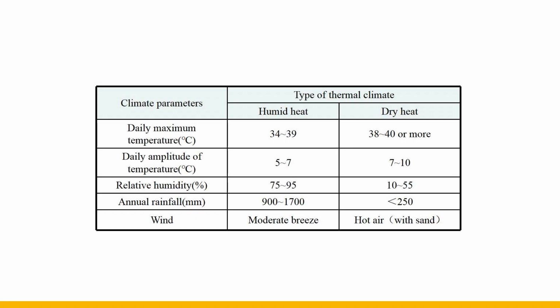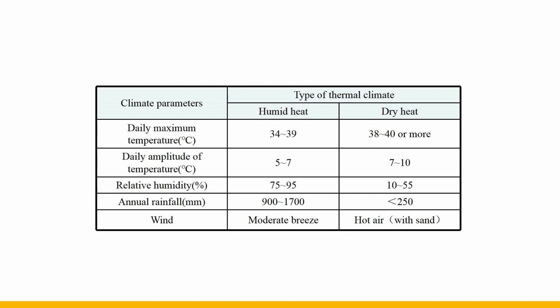The hot and humid climate is characterized by small daily temperature difference, daily amplitude below 7 degrees centigrade, high humidity, and low wind speed. These characteristics are not conducive to natural ventilation. Therefore, it is necessary to strengthen the effect of natural ventilation through architectural design methods.